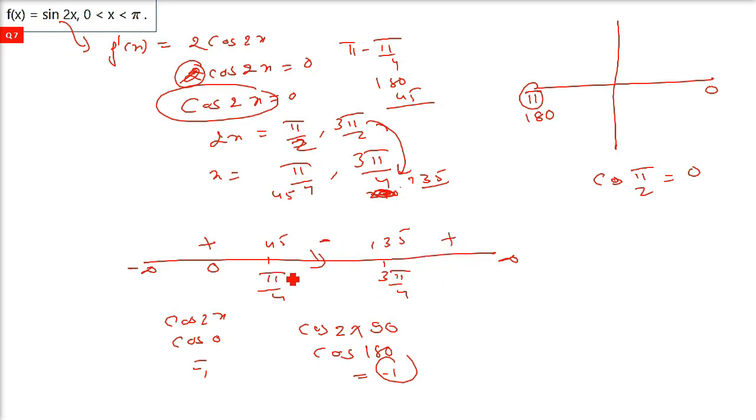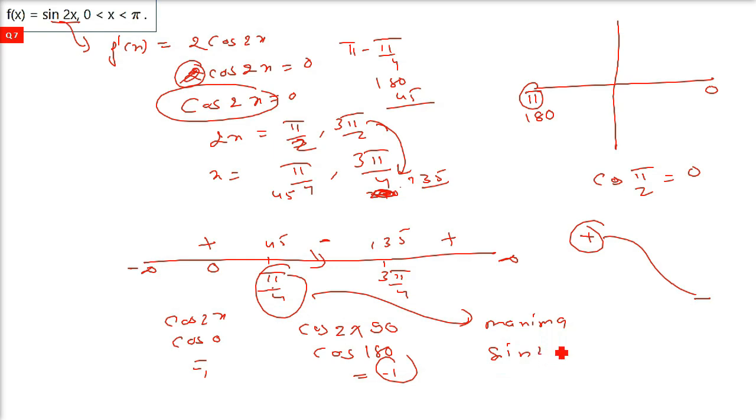So when you go from positive to negative, you're going from higher point to lower point. That means you were at a higher point at this point. That means you're going from plus to minus. So this is the point of maxima. Pi by 4 is the point of local maxima.